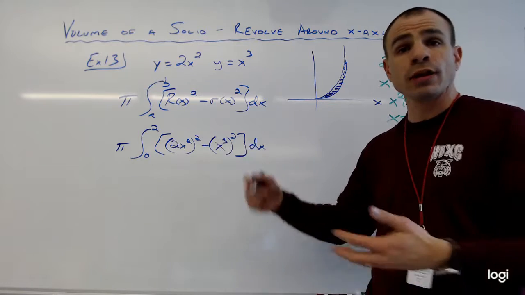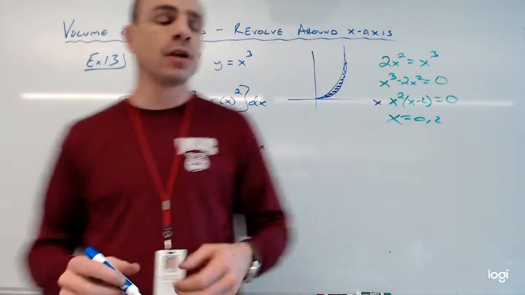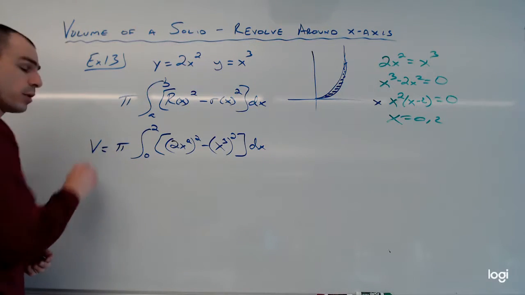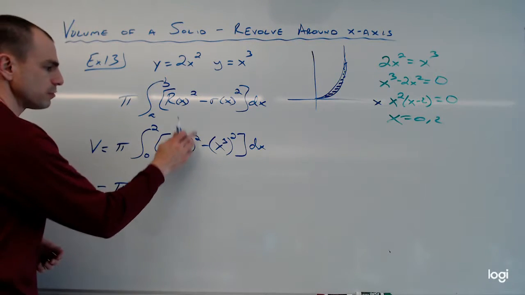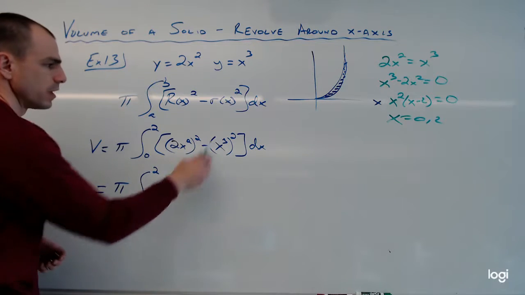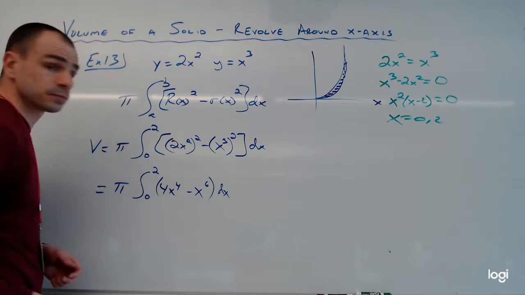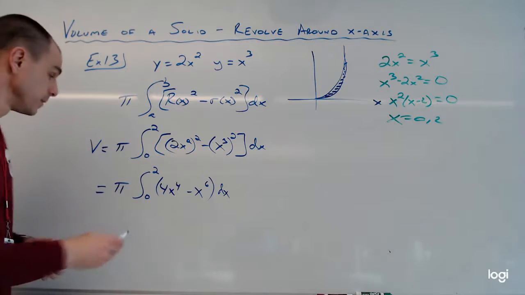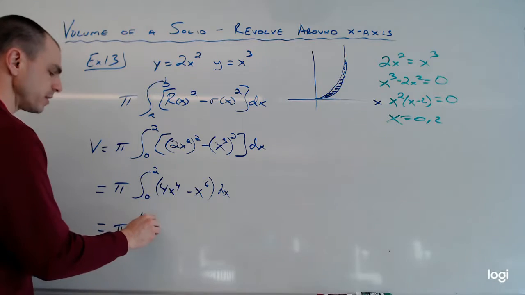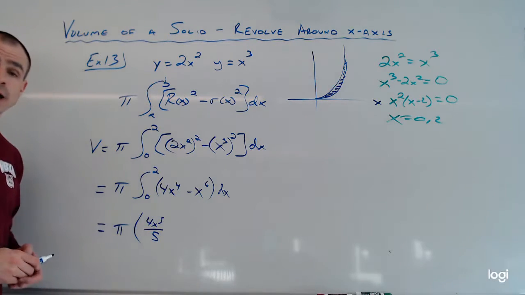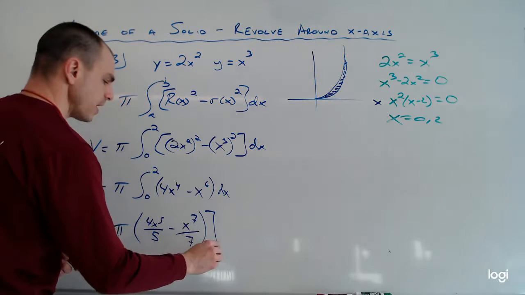Once again, the squaring needs to be done first before we can come up with our antiderivatives. So if we square each of the individual parts here, then we're looking at pi times the integral from 0 to 2. 2x squared is going to become 4x to the 4th. x cubed is going to become x to the 6th. And we still have our dx. This allows us to take our antiderivative. So we have the pi hanging out front, 4x to the 4th antiderives to 4x to the 5th over 5, and then x to the 6th antiderives to x to the 7th over 7.